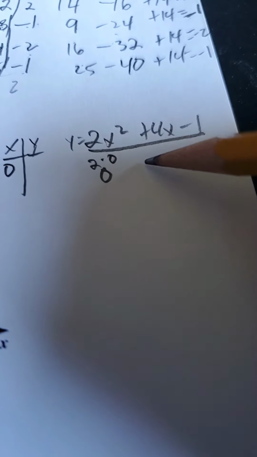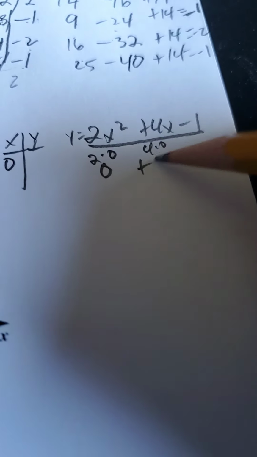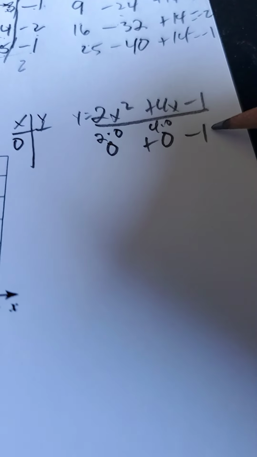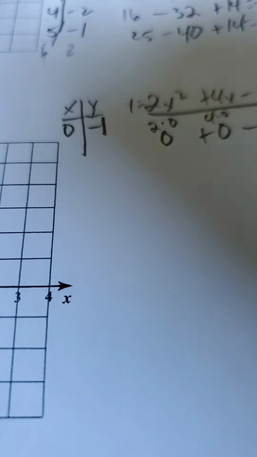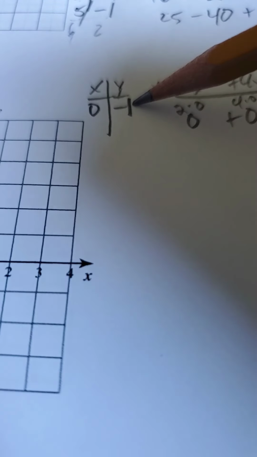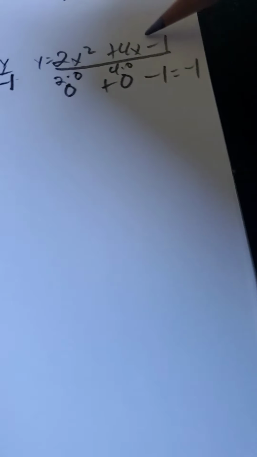Times 2 is 0. Plug a 0 in there, and I get 4 times 0 is 0. Minus 1. Remember, there is no variable in that, so it's always a negative 1. Add those together, and I get negative 1. Okay, 0, negative 1. So that's the math. If you're not getting negative 1, then you're messing up the math over here.